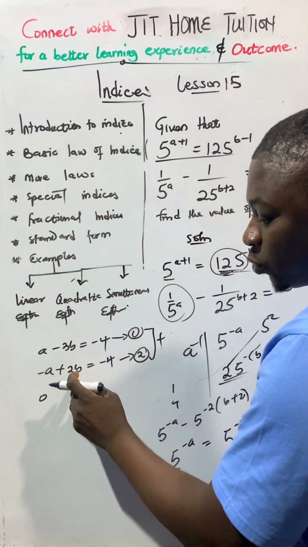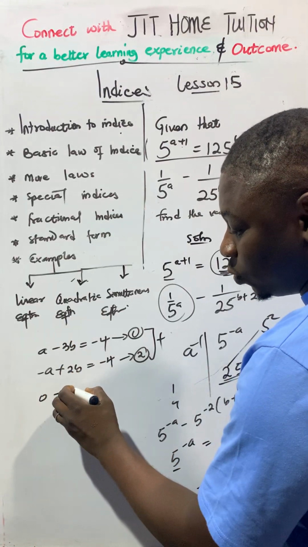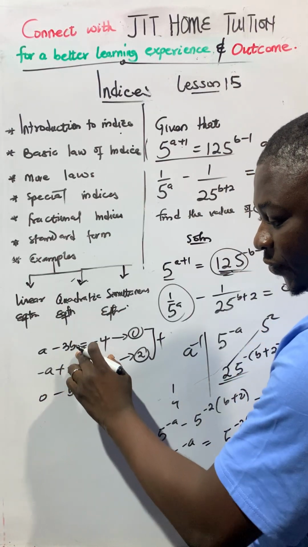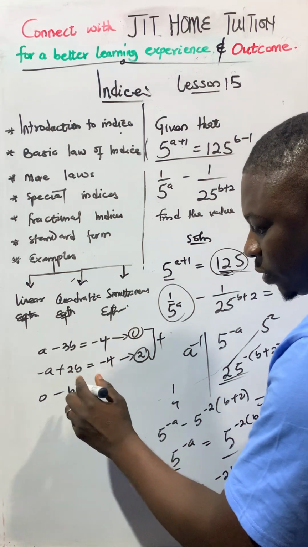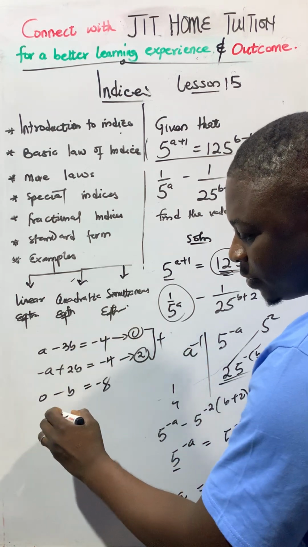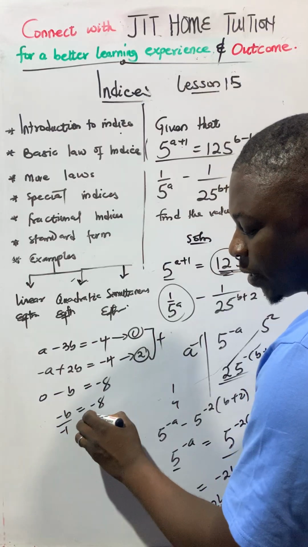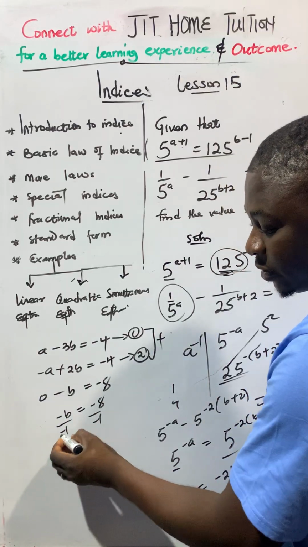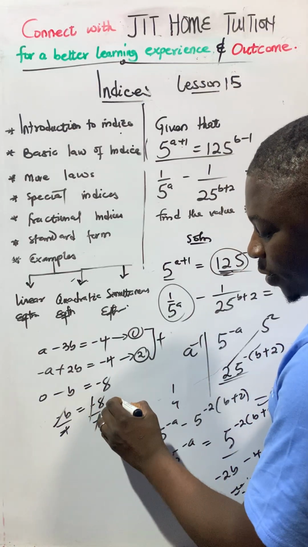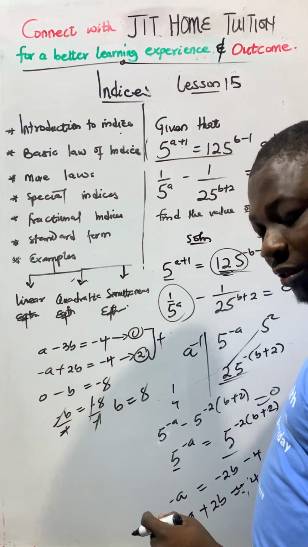When you add this to that one also, that will give you -B. This is positive, negative. When you add this one to that, that will give you -8. So you have -B = -8. You divide both sides by the coefficient of B, which is -1. So at the end of the day, you have B equal to 8.